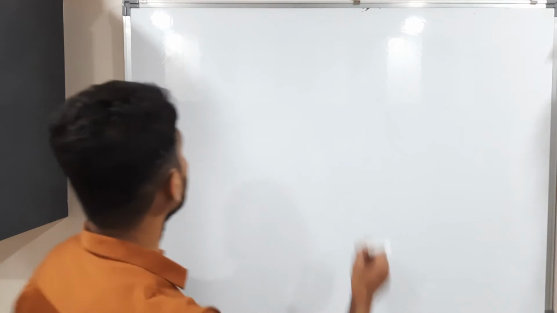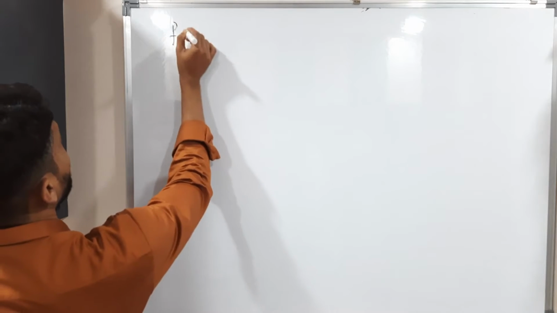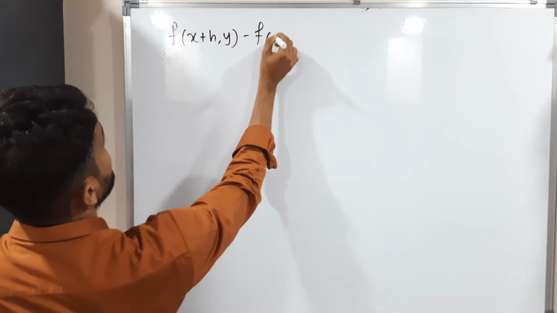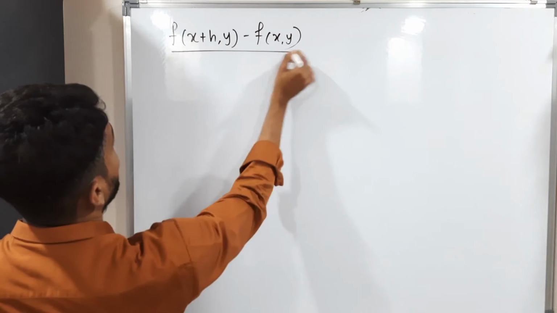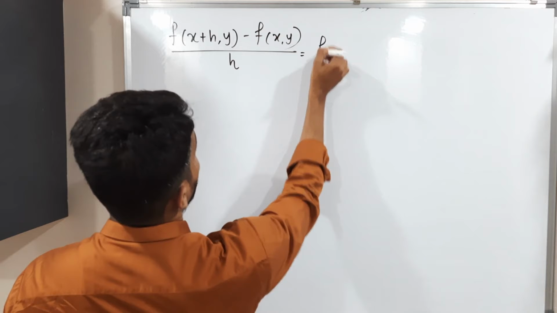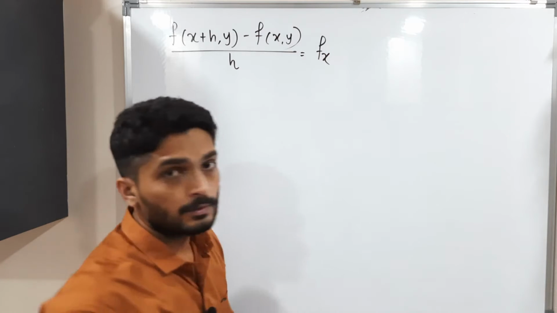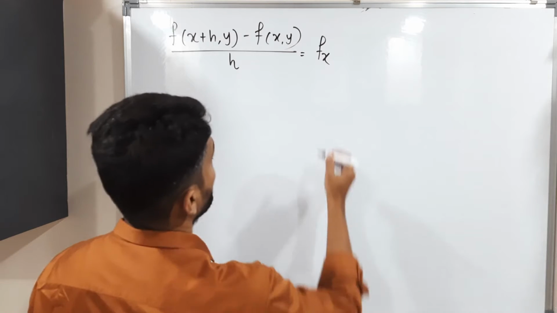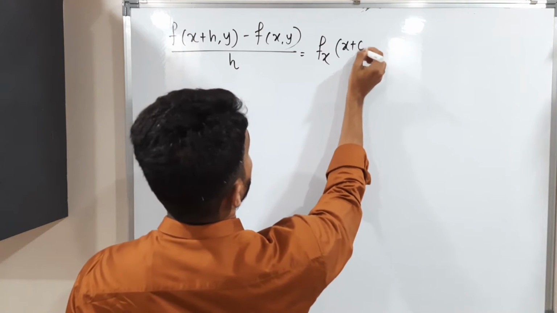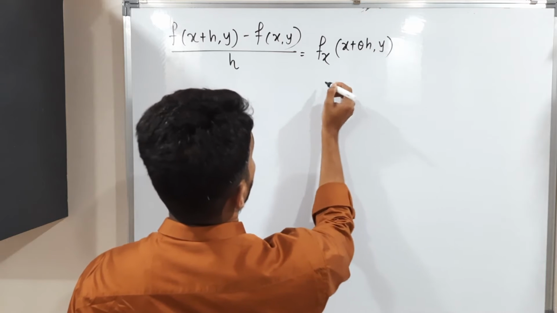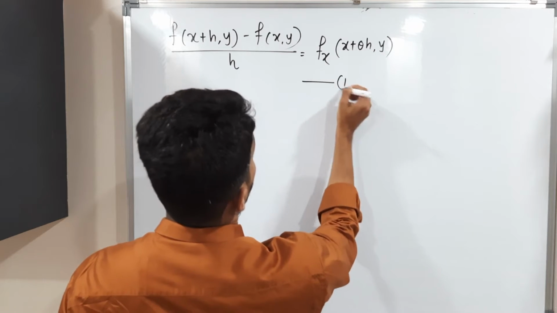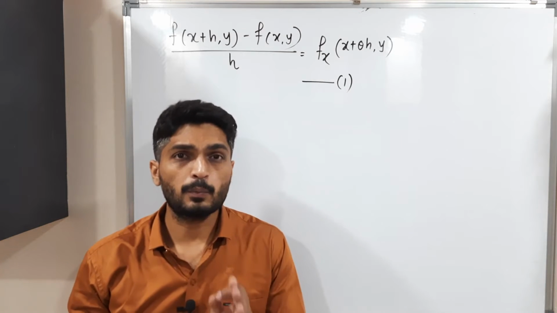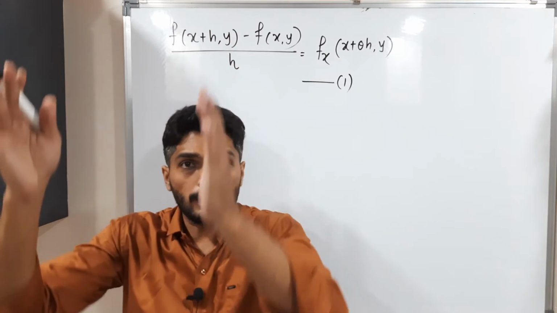Such that, what can we write? f of x plus h comma y minus f of x, y divided by h is equal to the derivative of f. See, y we have fixed, so that's why it is the derivative with respect to x only, at the point x plus theta h comma y. Okay, so this is a very important thing we have got. I will call it equation number 1. So in this way we have completed the first part.